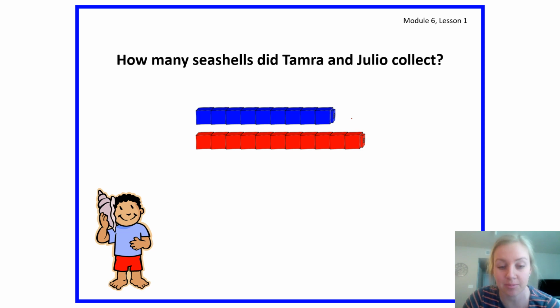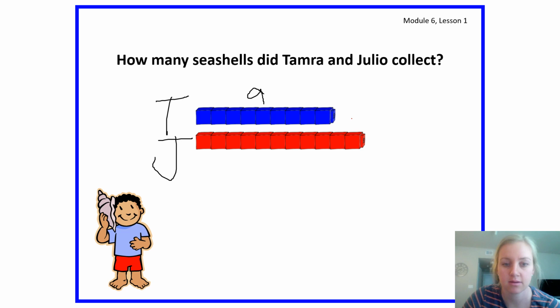So using the numbers that we know, 9 and 11, what's a plus problem I could write to figure out how many seashells they have all together? Get ready. Yes, 9 plus 11 equals mystery box. Let's write that plus problem.